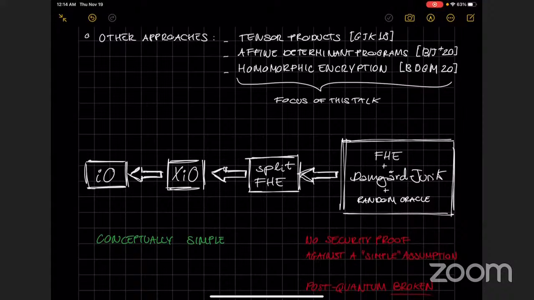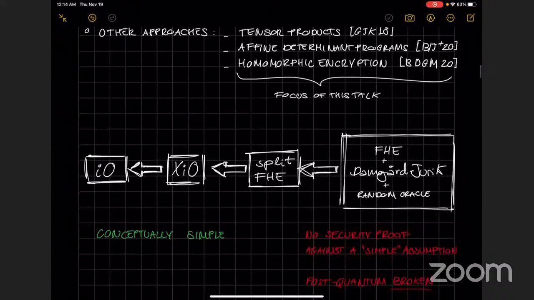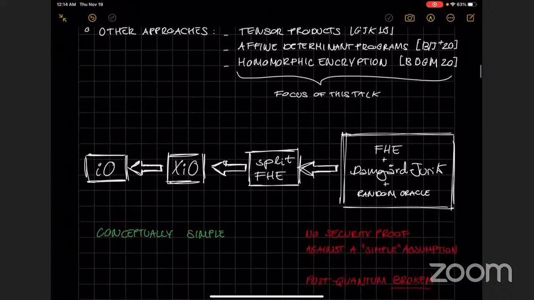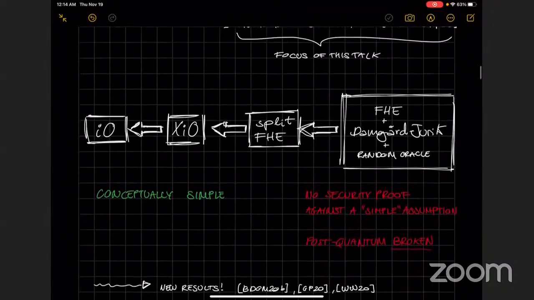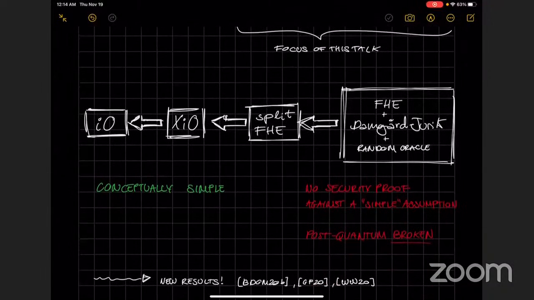In addition to that, it is post-quantum broken for the simple reason that the Damgård-Jurik encryption scheme's security is intimately related to the problem of factoring large numbers. Of course, if you have a quantum computer, we can do that in polynomial time. So the scheme is trivially insecure. And this essentially led to these new results, which we are going to see today.